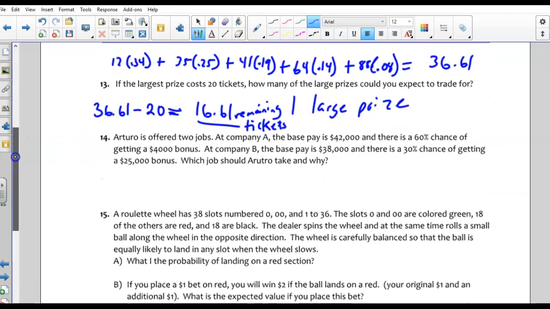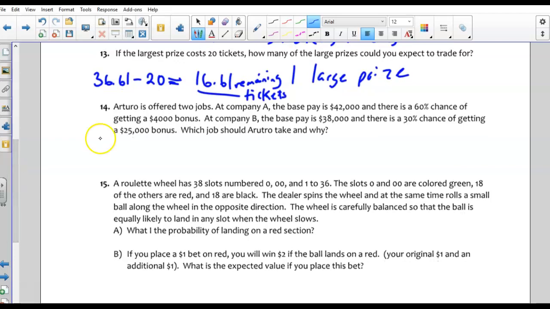14. All right, so right here, Archer Rose offered 2 jobs. At company A, base pay is $42,000, and there's a 60% chance of getting a $4,000 bonus. At company B, the base pay is $38,000, and there's a 30% chance of getting a $25,000 bonus. Which job should Archer Rose take?